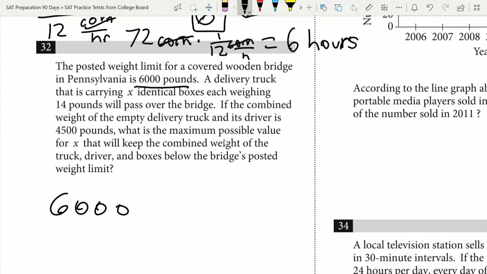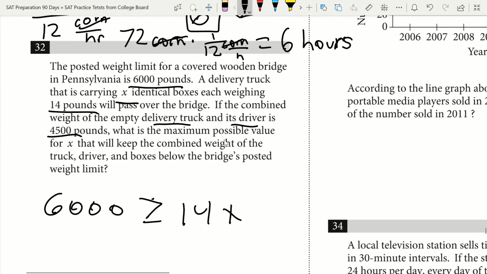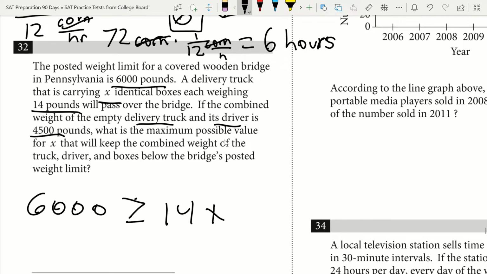32. The posted weight limit for a covered wooden bridge in Pennsylvania is 6,000 pounds. A delivery truck carrying X identical boxes, each weighing 14 pounds, will pass over the bridge. If the combined weight of the empty delivery truck and its driver is 4,500 pounds, what's the maximum possible value for X that will keep the combined weight of the truck, driver, and boxes below the bridge's posted weight limit?